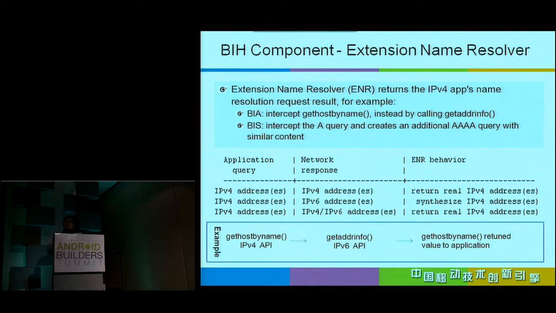This is the difference from the original BIS and BIA implementation, because the original BIS and BIA require the device to connect to the IPv4 and the IPv6 network together.